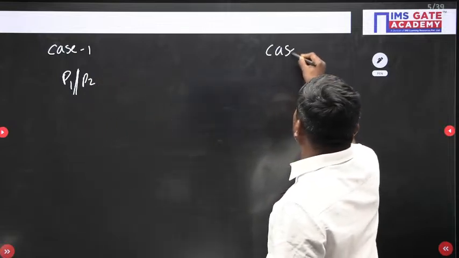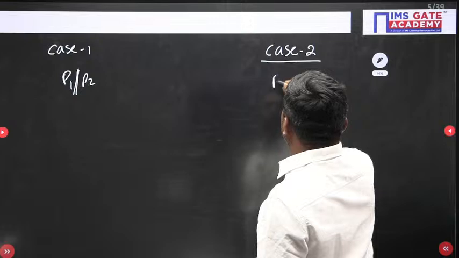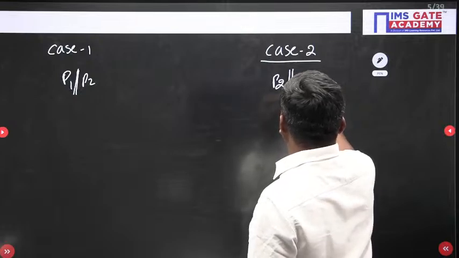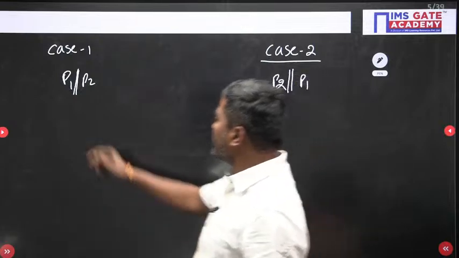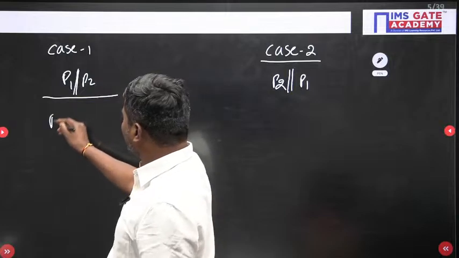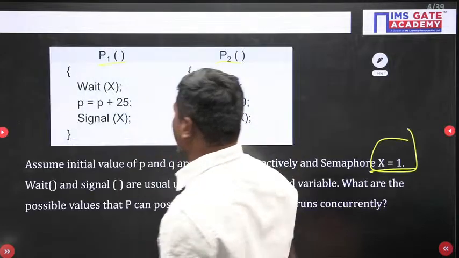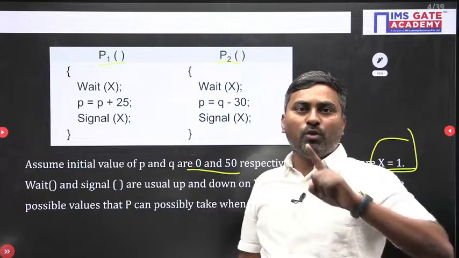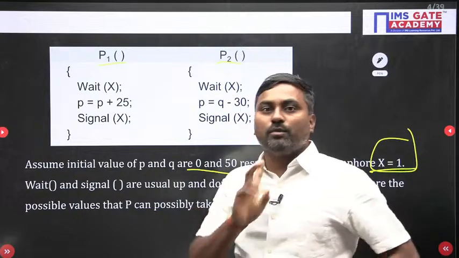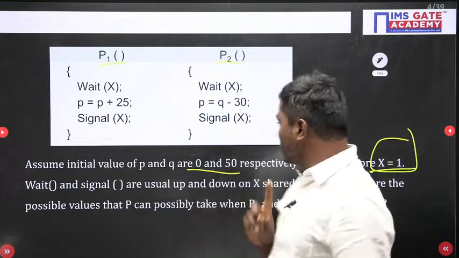Case number 2: process P2 first, then P1 can be scheduled like this. Case number 1: if I run process P1. Now one more thing needs to be noticed: does it ensure mutual exclusion or not? Does it ensure the mutual exclusion?